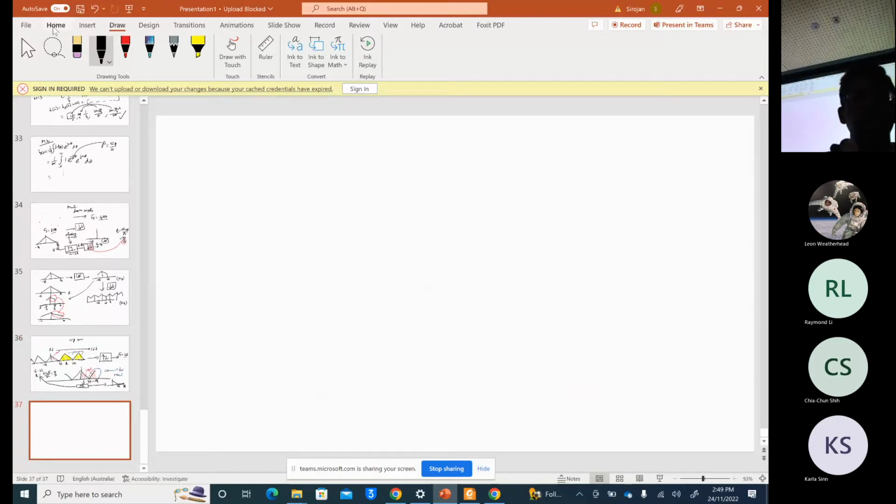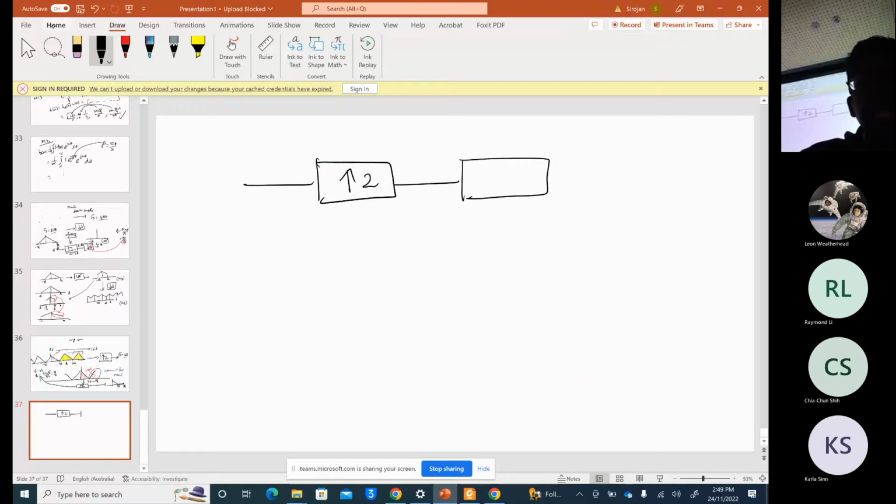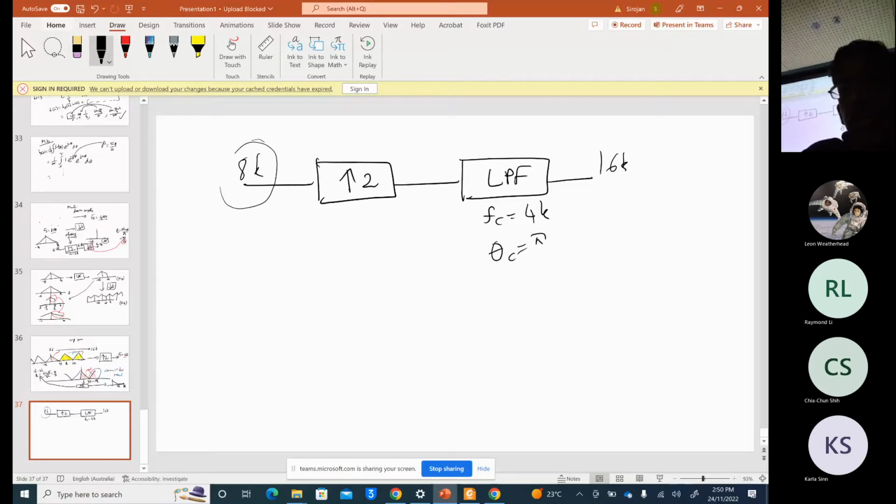the block diagram for upsampling is, first you have to do the upsampling, then you need to do the low pass filter. The low pass filter cutoff frequency, here 8K, here it is 16K. So the low pass filter cutoff frequency is 4K, because in this signal we know the maximum frequency we can have is 4 kilohertz. So we cannot have anything higher than 4 kilohertz, and theta C is pi by 2. Okay, so that is about upsampling.